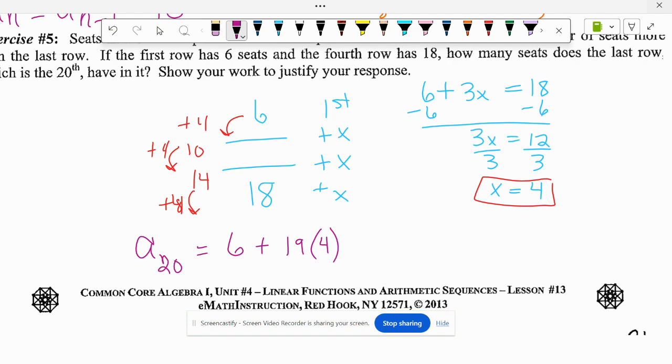4. So the 20th term is 6 plus, let's see, 76, I think that is, which equals 82, right? So the 20th row has 82 seats. There are 82 seats in the 20th row.